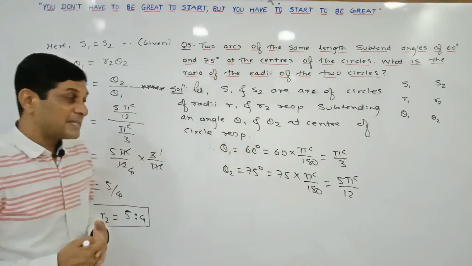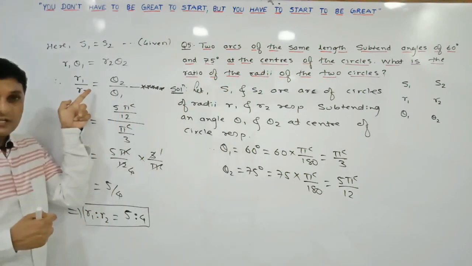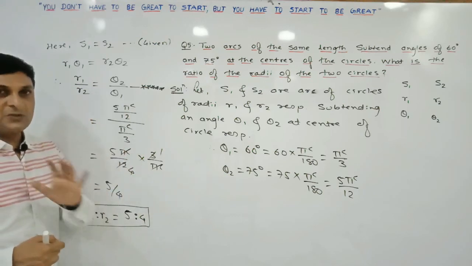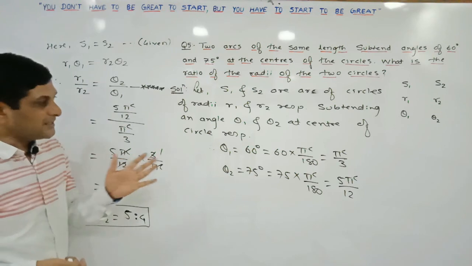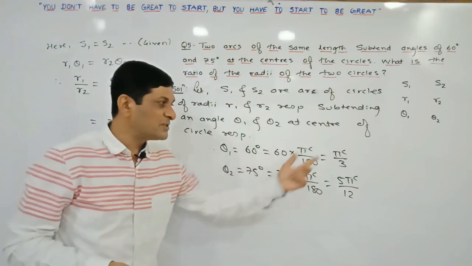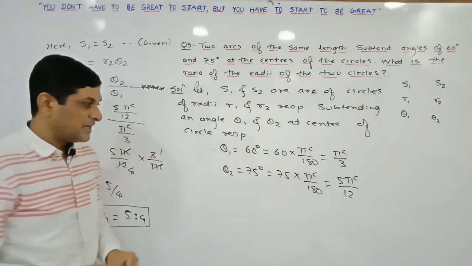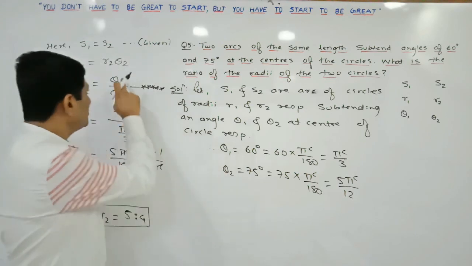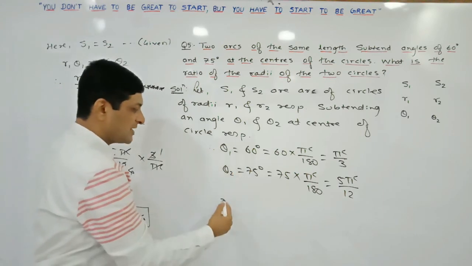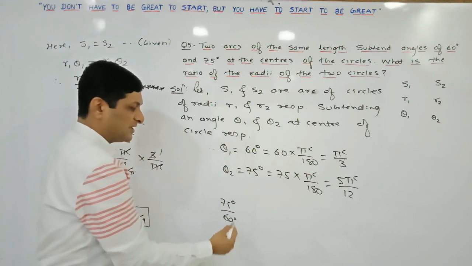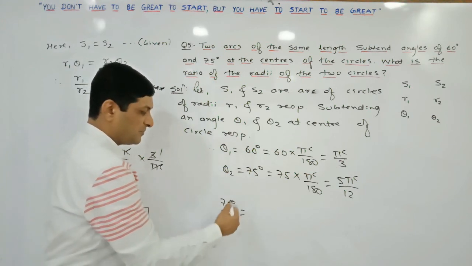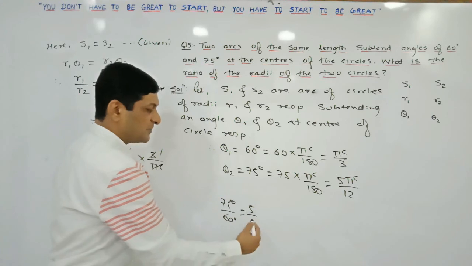So remember that this is one of the shortcut methods while solving objective type questions. To use this shortcut method, it is not necessary to convert the degree measure into what? Radian measure. Here we can observe that theta 2 upon theta 1 means 75 upon 60 degrees. Both numbers are divisible by what? 15. 15 5s are 75 and 15 4s are 60.